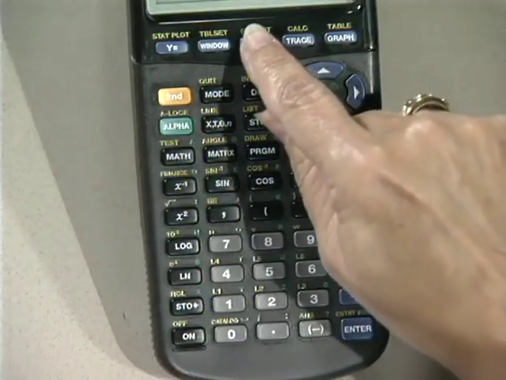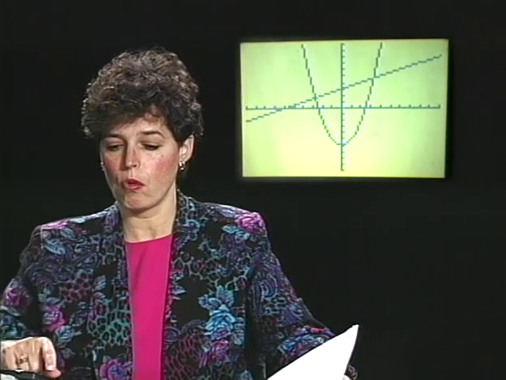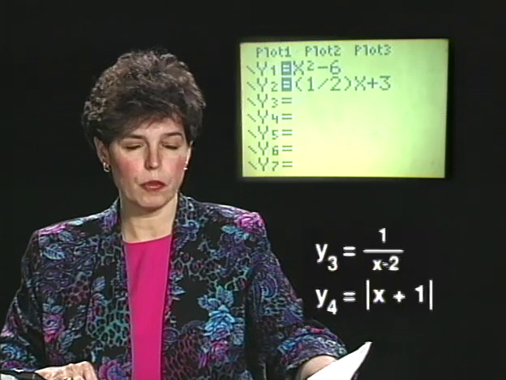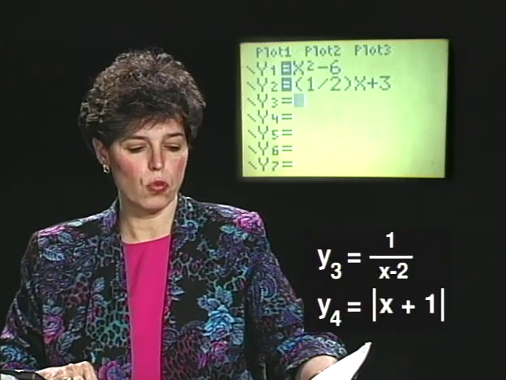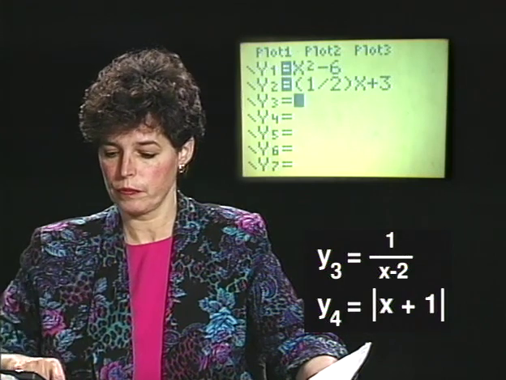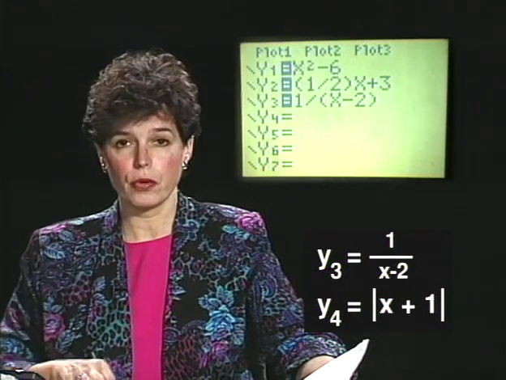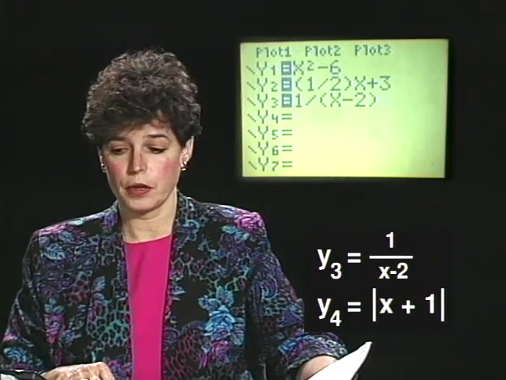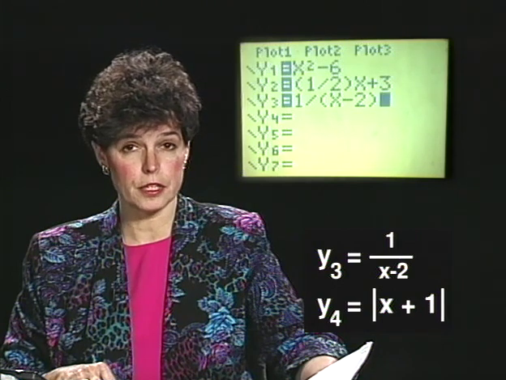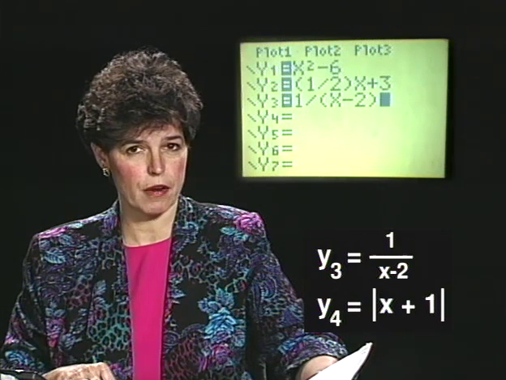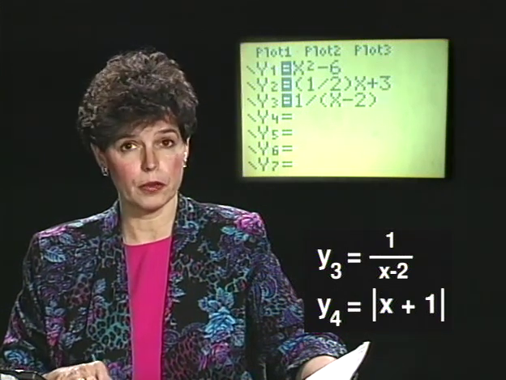Now remember that a good way to start new problems is with zoom standard. So I'm going to go back now and go to zoom 6, because I'm going to enter a couple of other functions to go with the ones that we already have. Go over to y equals, arrow down to y3, and at this time I'm going to enter the function y equals 1 over x minus 2. Parentheses are very important here as well, because I want the x minus 2 to all be in the denominator of this fraction. If I forget my parentheses, then I will not be getting the same graph as the one that I really want here.